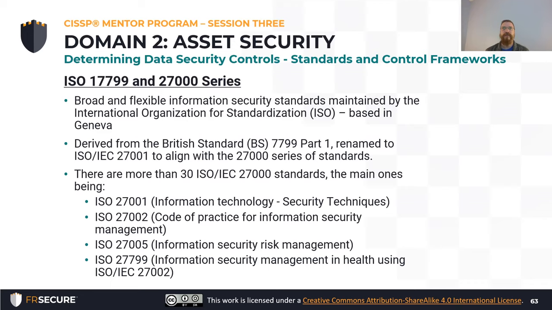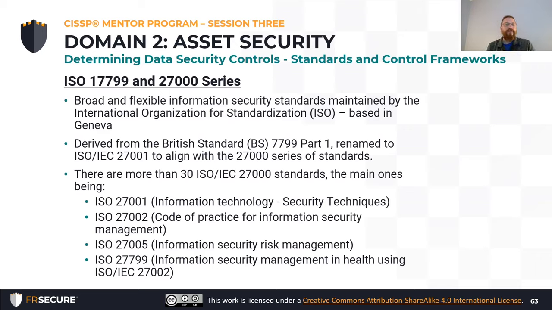There's a ton of those standards. The main ones, these are the ones you'll probably want to know for the exam. 27001 is your security techniques. So that's the one that's going to give you that higher level guidance. Then 27002 is how you actually do what 27001 says. 27005, how do you do your risk management process? And then 27799 is healthcare using 27002.